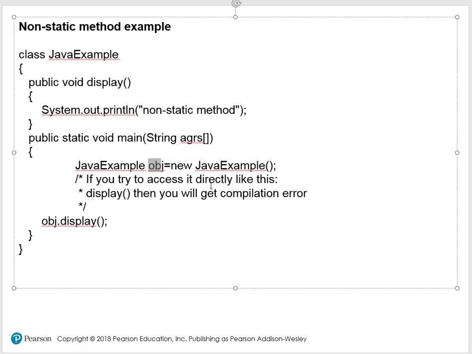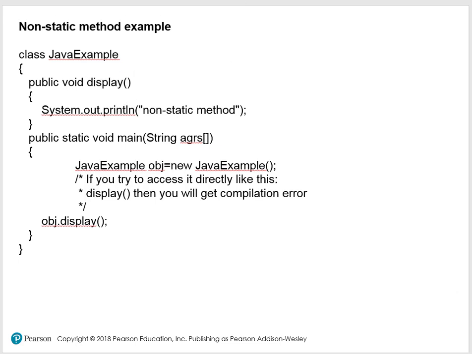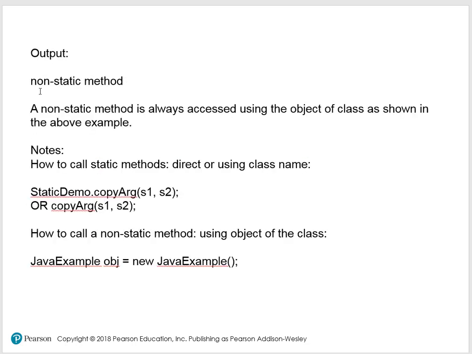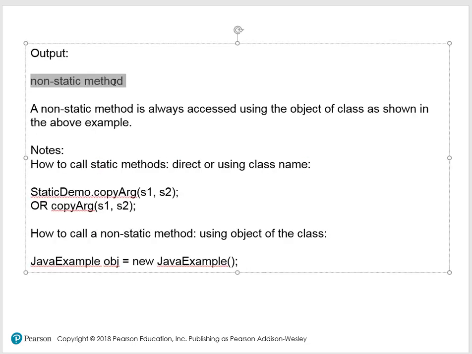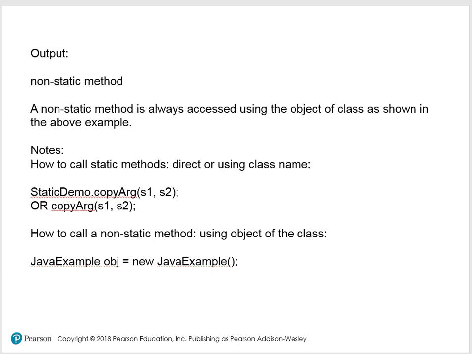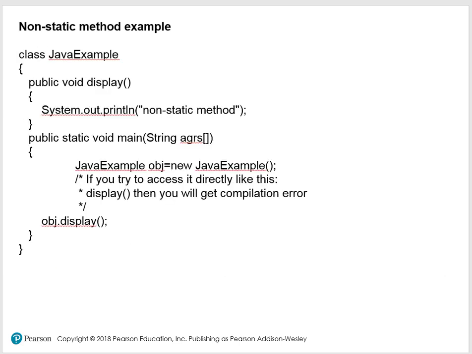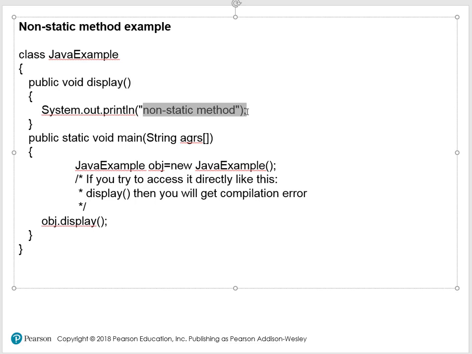If you try to access this directly, like this display, then you get a compilation error. So I took this object, and I'm going to run this method to get this display. This will cause an error if I did this directly. In my next slide, the output's going to say non-static. Well, why did it say non-static? Because look, my output says non-static here.